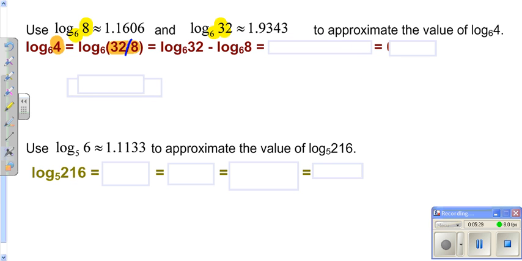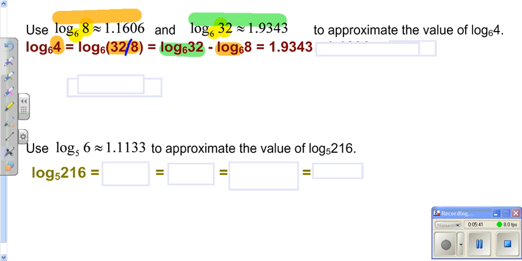Since we know exactly what this is, we can plug that in. And since we know exactly what this is, we can plug it in. And then all we have to do is just subtract those on our calculator.